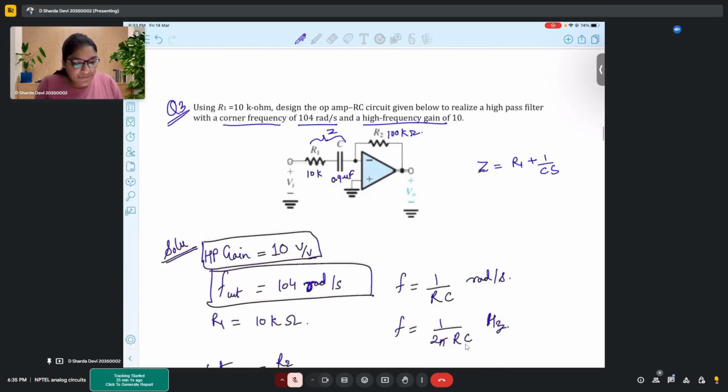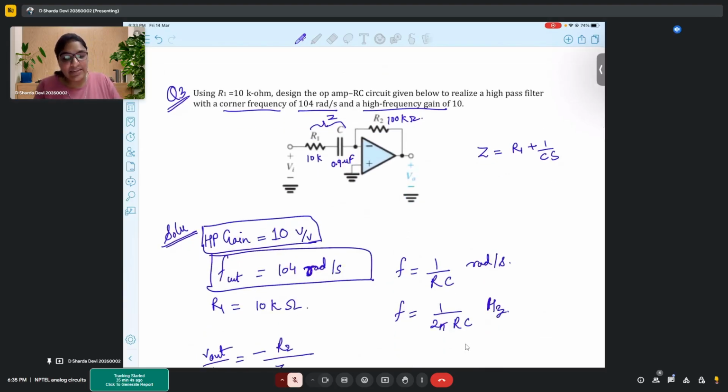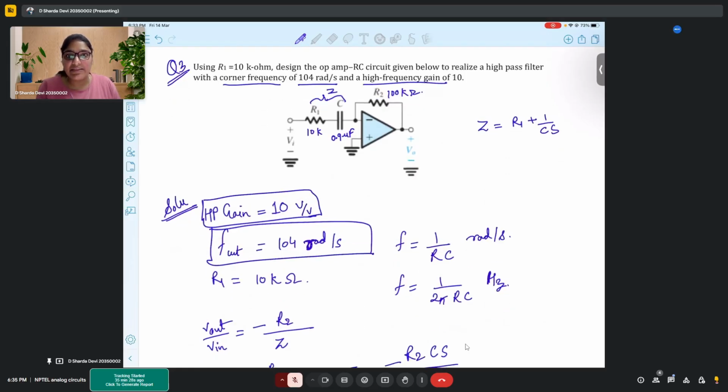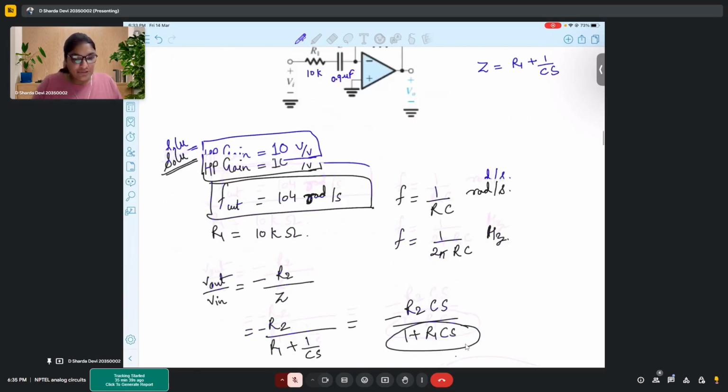So for the given specifications, if you want to design an amplifier, these are the components that you would need. That is a 10 kilo ohm resistor followed by a 0.9 microfarad capacitor, and then in feedback you would need a 100 kilo ohm resistor to get the cutoff frequency of 104 radians per second and a high frequency gain of 10 volt by volt. Okay, is this clear? Is this problem clear? Very straightforward, very simple, direct problem, right? Any doubts in this? No, madam.